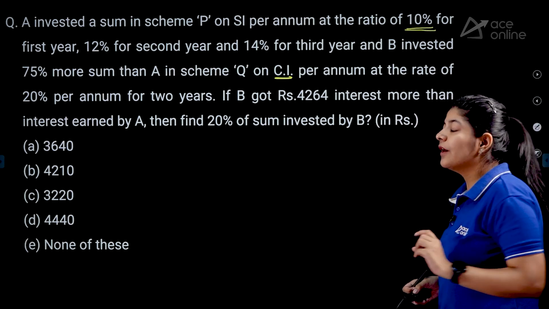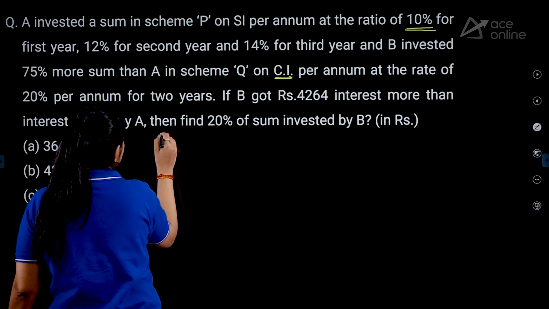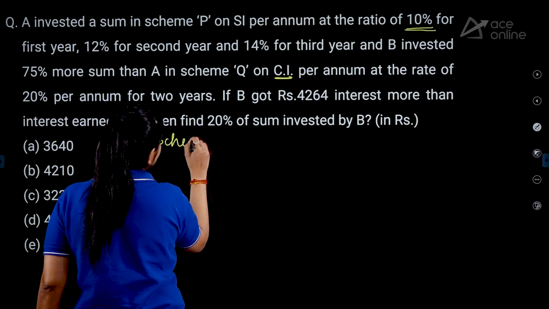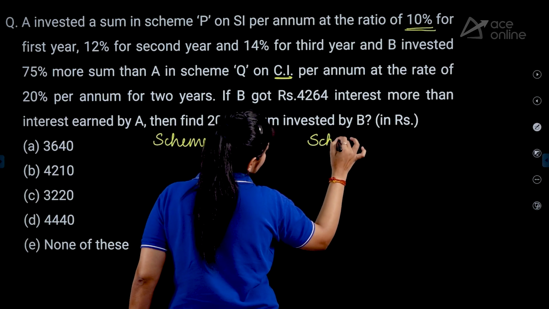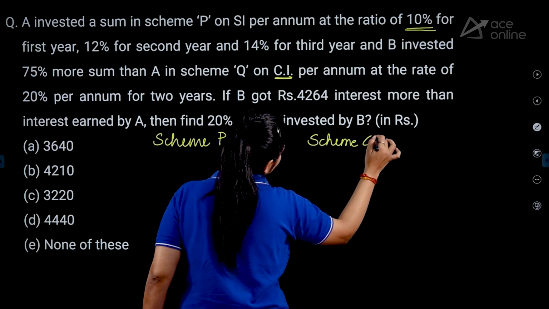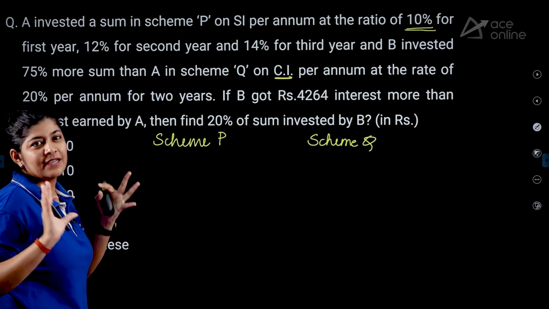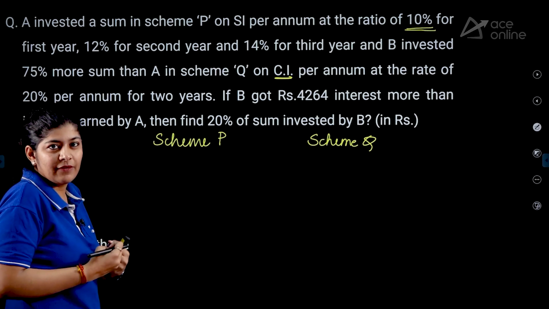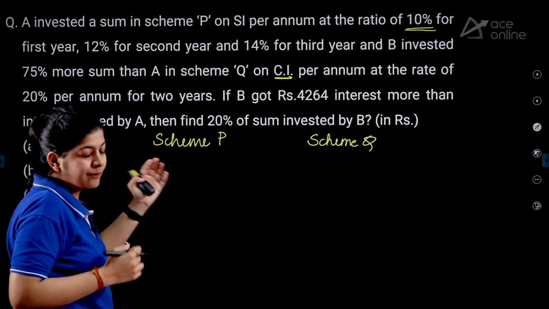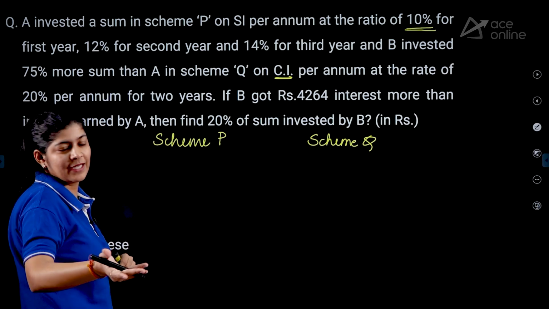Okay. Now here we are having two schemes, scheme P and scheme Q. In scheme P, a man invested some amount. We don't know how much amount he invested in this scheme P, so we just simply assumed it maybe at X or maybe at SP, right?